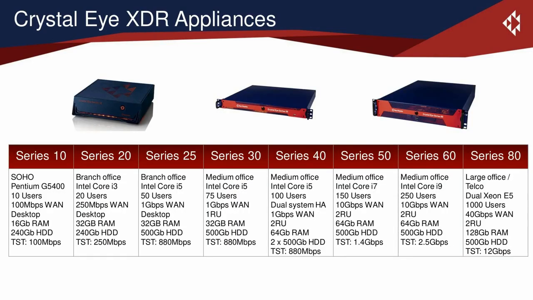The Crystal Eye appliances, as you can see there, we've got a bit of a table, and you've got the series 10, 20, 25, and 30. 10, 20, and 25. These are our desktop class appliances, great for small offices or branch offices or the home office. Then you can start getting into more serious stuff. So your Series 30 is a 1RU appliance. The Series 40 is a 2RU appliance, but it's unique in the fact that it's actually a high availability appliance all built into a single chassis.